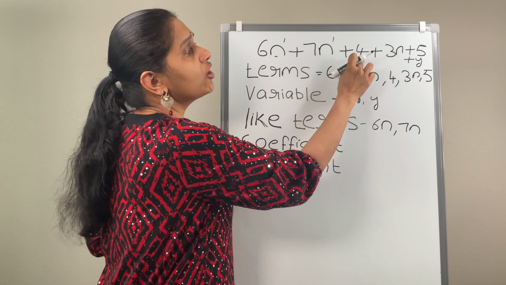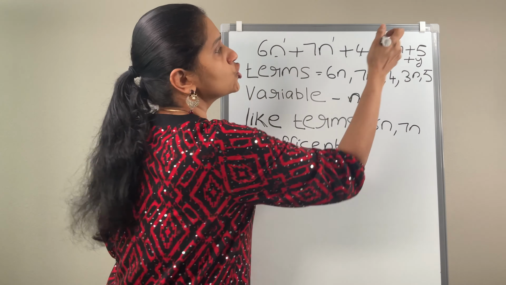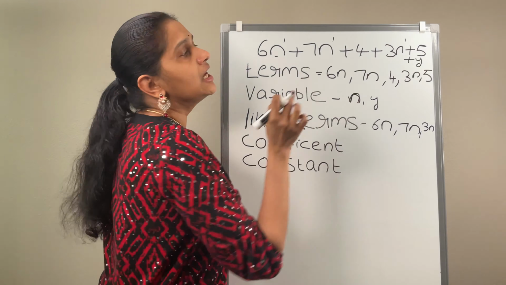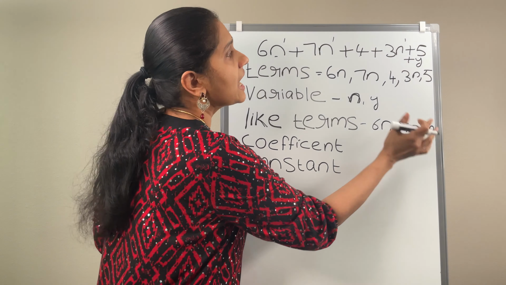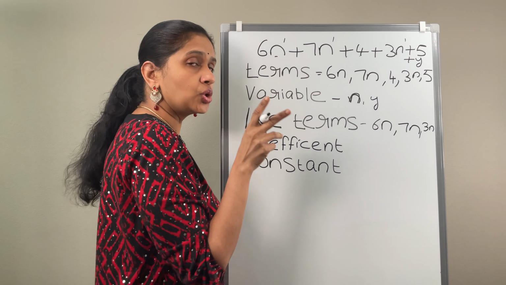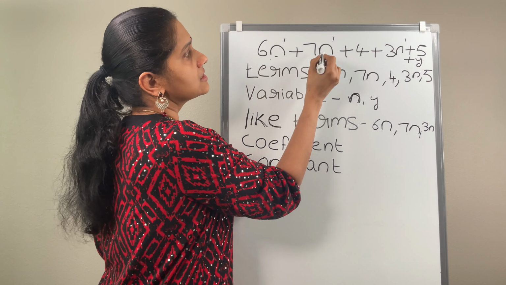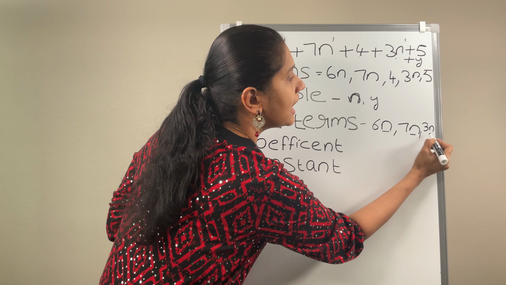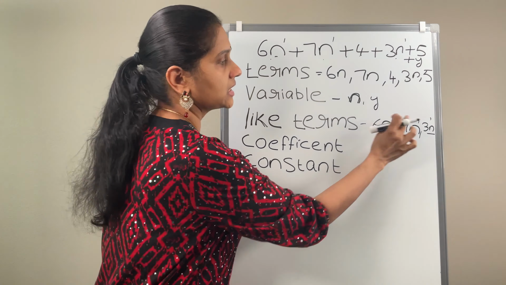Now let us see again. 4 doesn't have a variable. 3n again has the same variable n to the power 1, which means 3n is another like term. 5 doesn't have a variable. Plus y is a variable but it doesn't have any like terms. It is standing alone. So like terms should have the same variable with the same power. In this case 6n, 7n and 3n are called like terms, since they have the same variable n and the power of the variable in all three terms is the same.